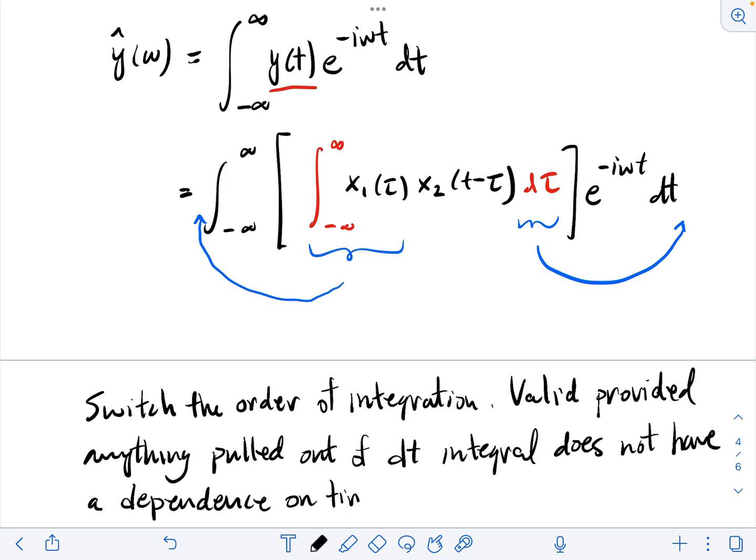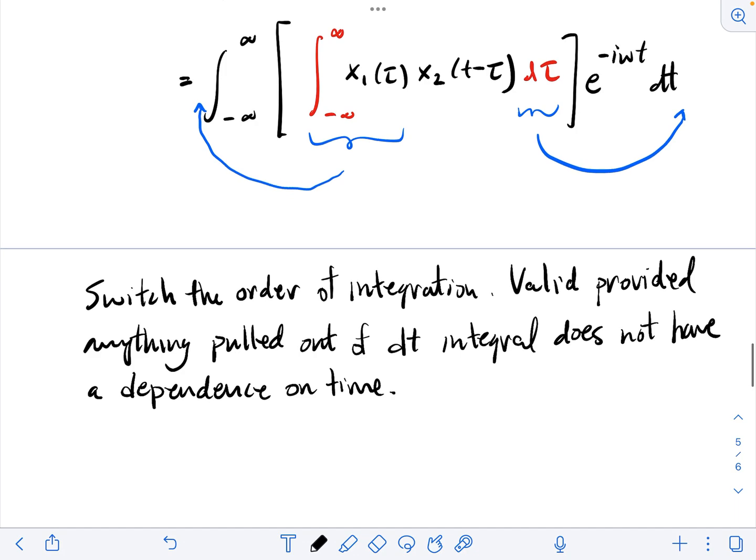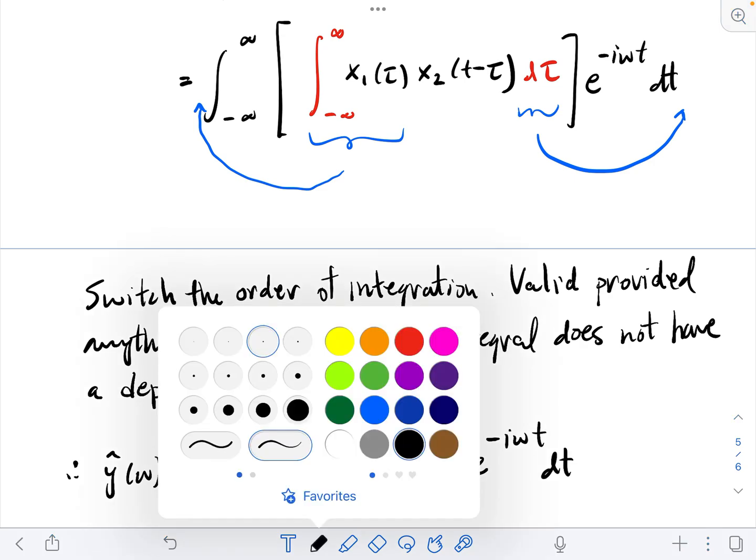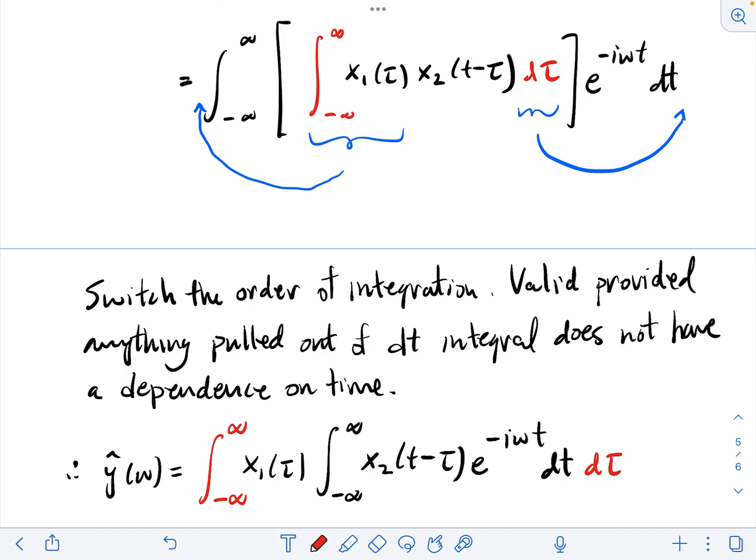Okay, so let's see what that looks like. What we're calculating is y hat of omega is equal to, and I'm going to try to stick to my color scheme here. So we're moving the tau integral outside, so we're going to have an integral from minus infinity to plus infinity, and we're going to take along with us the x1 of tau, so its explicit dependence is on tau, not on t, so we can make that move. And then what we have is the integral from minus infinity to plus infinity over time t, and then we have x2 of t minus tau. We have an e to the minus i omega t, and we have a dt, and then we moved our d tau to the outside.